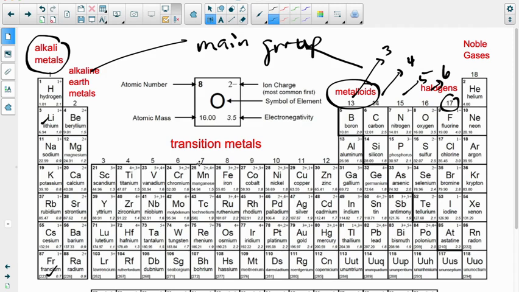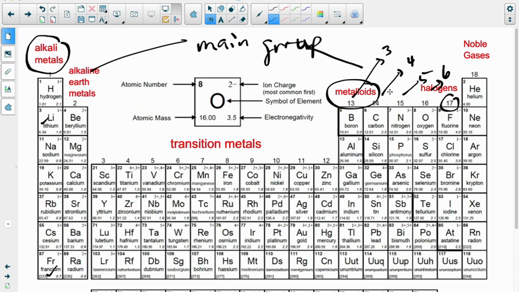The reason we leave the transition metals out is that the transition metals have a set of properties that the rest of the metals, or the rest of the elements, don't have, and that's why we study these on their own. If you are taking IB or grade 11 chemistry, you will dive more into the chemistry of these transition metals.